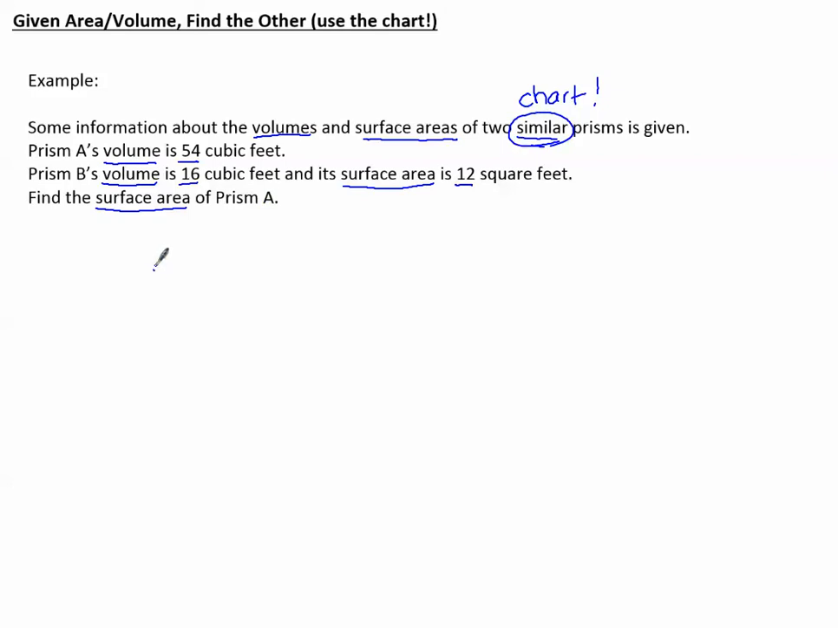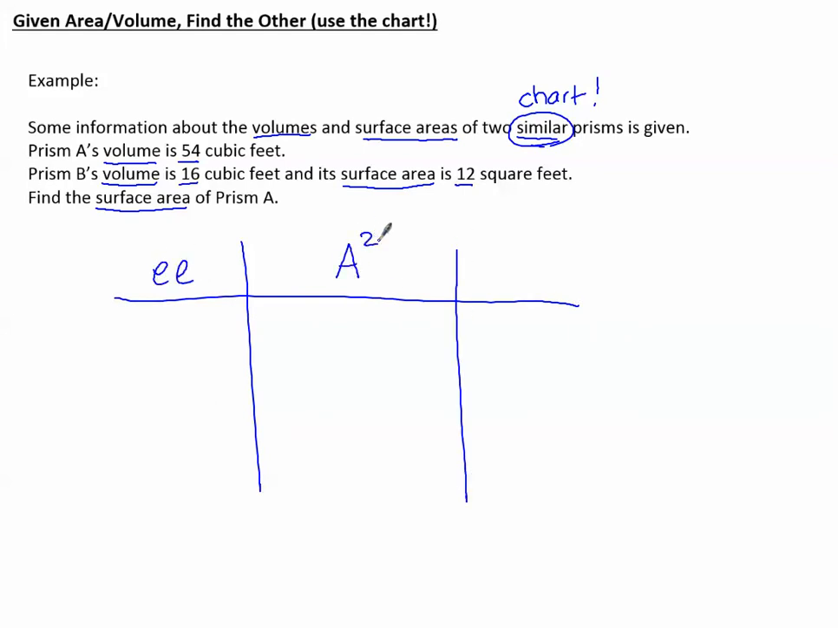So first, I'm going to set up L, A squared, V cubed. Now, they didn't give me a ratio like the other problem gave me. What they gave me are two volumes, volume of prism A and volume of prism B. With these two volumes, I can make my own ratio, but because it says volume, I have to put it in the V column. So 54 came first, 16 came after. I'm going to put it in that order, 54 over 16.